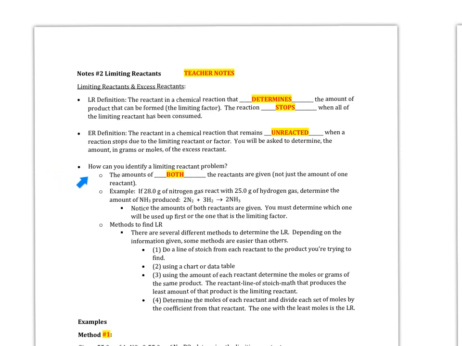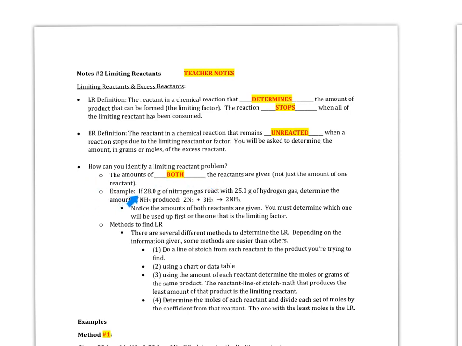How can you identify a limiting reactant problem? You will be given the amounts of both of the reactants. So here is a reaction. I would give you the amounts of N2 and H2, and that's your clue that it's a limiting reactant problem, and you have to do a little bit more work before you can answer the question.